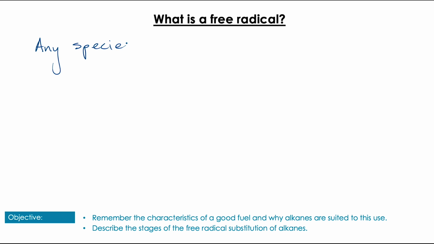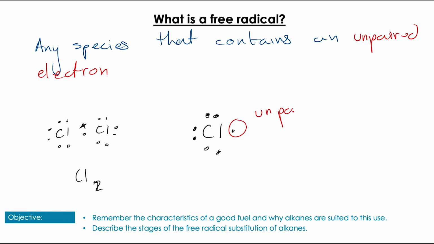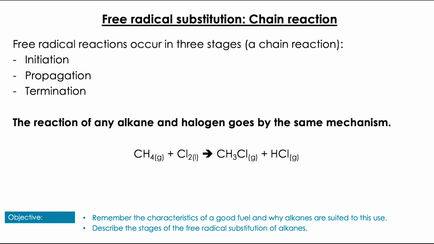A free radical is any species which contains an unpaired electron. If we take the example of Cl2, which we're used to drawing with one covalent bond between two chlorine atoms, we see that we have 8 electrons around each, with a shared pair. A radical is one that just has that unpaired electron. It has recently been broken away from that covalent bond, and so we have this very reactive unpaired electron. These reactive species can undergo what we call chain reactions that happen in 3 steps.